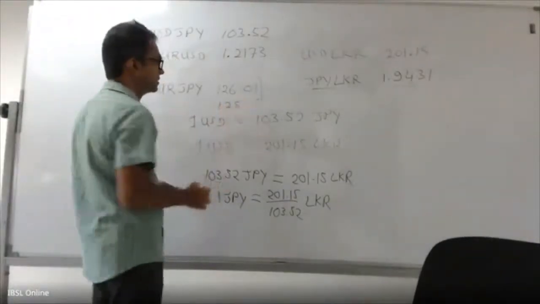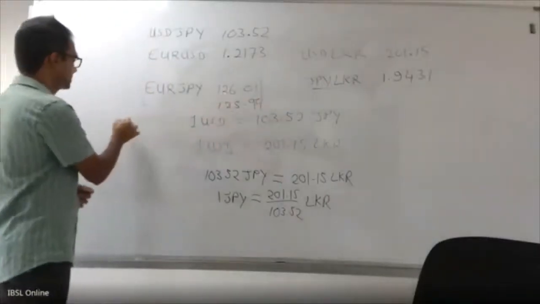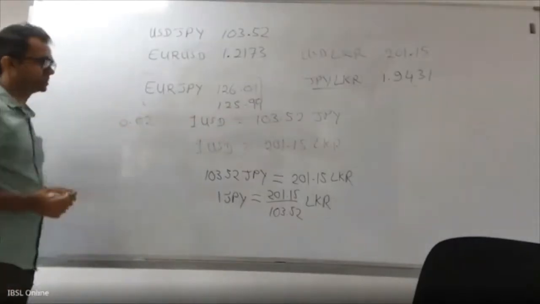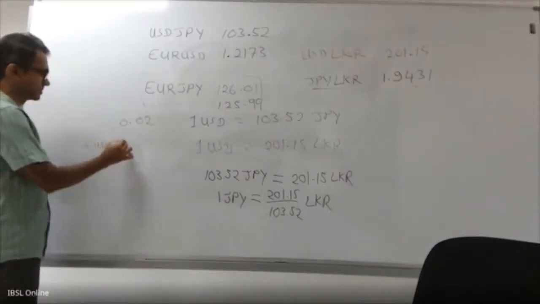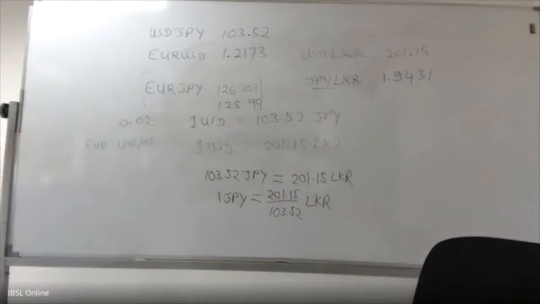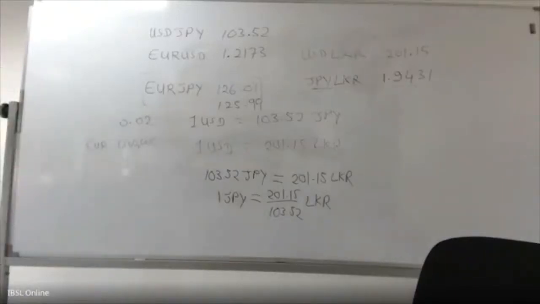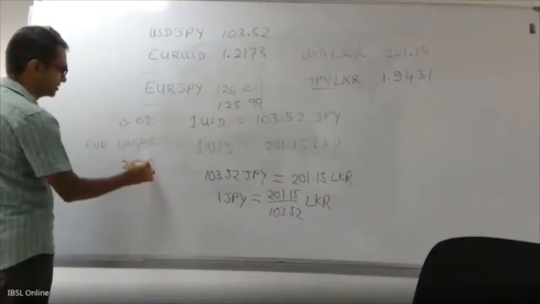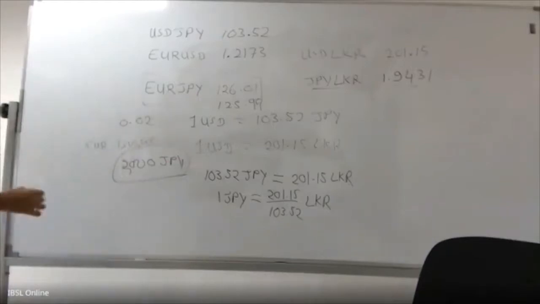125. 99, sir. 99. How many cents is the difference? Just 2 cents. But if you do a 1 million transaction, what's the difference? 2,000. 2,000 what? JPY. Yes, sorry, JPY, in terms of rupees.